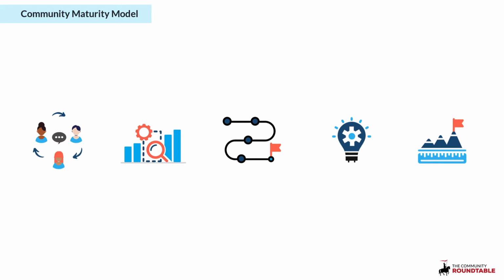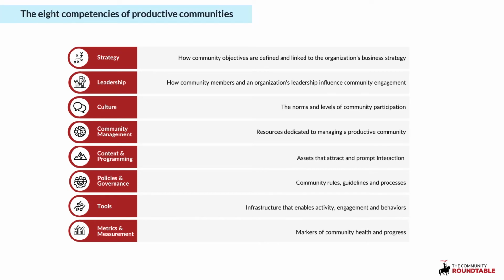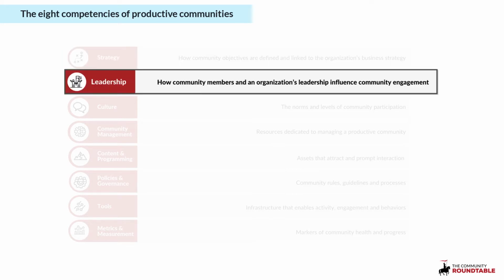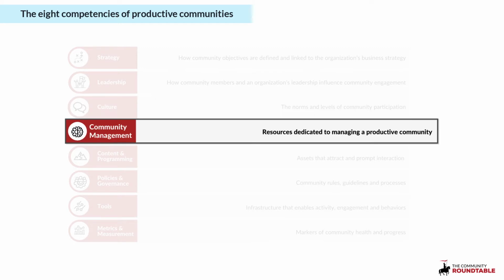Let's take a closer look at the elements of the model. The 8 competencies of the Community Maturity Model refer to the elements of a productive online community. Strategy refers to how community objectives are defined and linked to the organization's business strategy. Leadership looks at how community members and an organization's leadership influence community engagement. Culture measures the norms and levels of community participation. Community management refers to the resources dedicated to managing a productive community and approach to engagement and moderation.